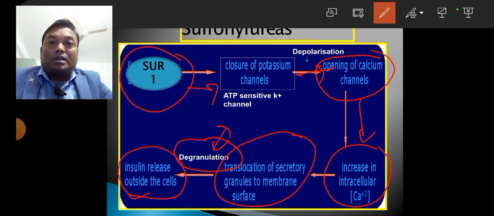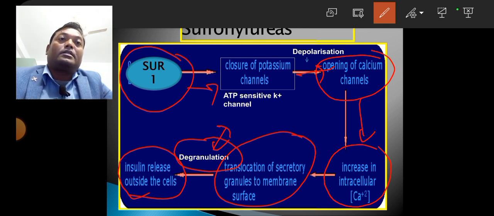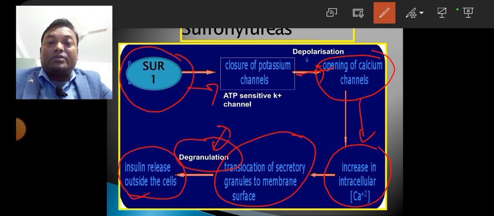So as far as the question is concerned, what is the mechanism of action of sulfonylurea? This is a very important topic, mainly asked in the exam. Write down, classify anti-diabetic drugs, write the mechanism of action, ADR and drug interaction of sulfonylurea. The mechanism of action is very much important.